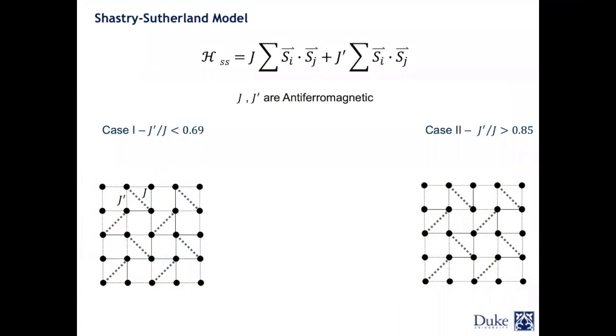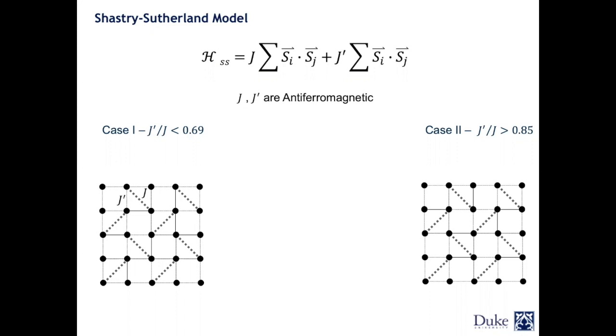Okay, so a very brief introduction to the Shastri-Sutherland model. If you want to go very simple, in the Hamiltonian, J and J prime are both going to be antiferromagnetic Heisenberg interactions, nearest neighbors and next nearest neighbors. Now, what is neat about this is that there can be two different cases, two extreme cases, depending on the ratio between J and J prime. So it's a frustrated magnet in the sense that you have a competition between the nearest neighbors and next nearest neighbors.